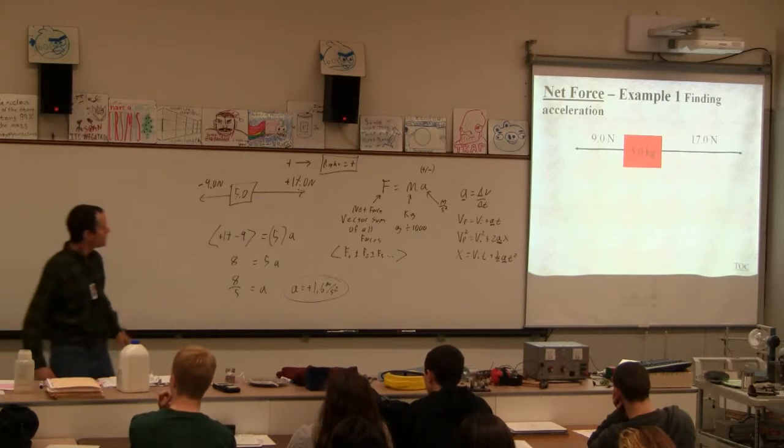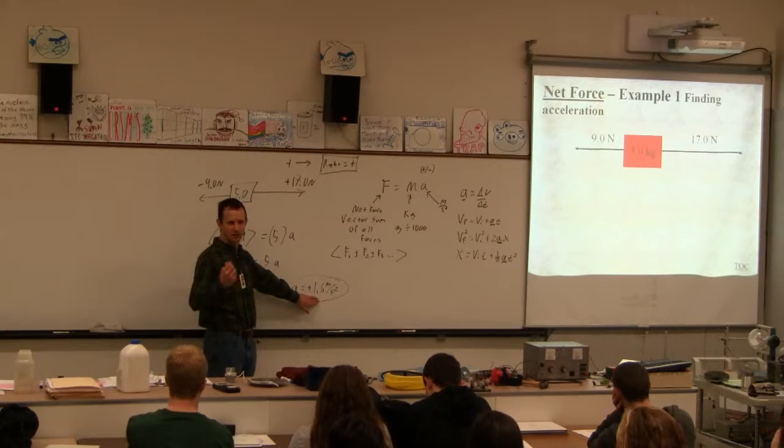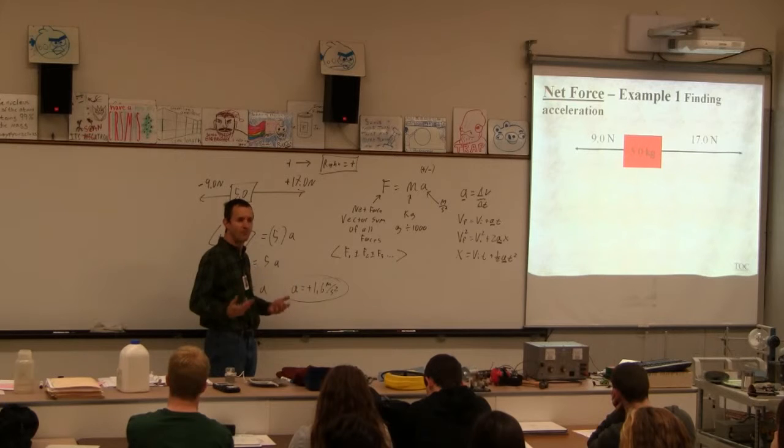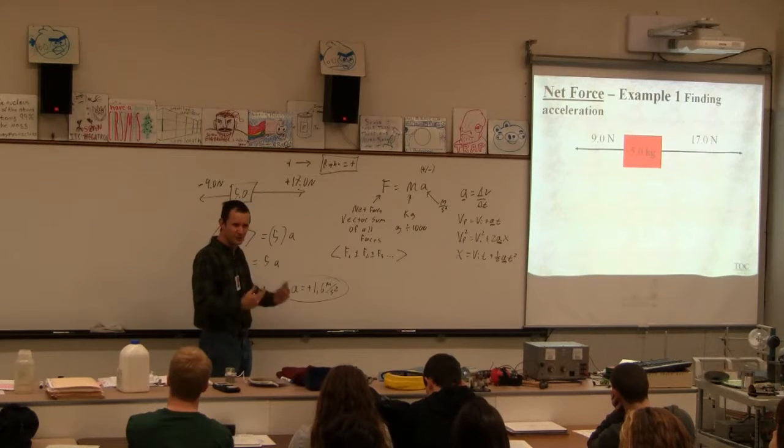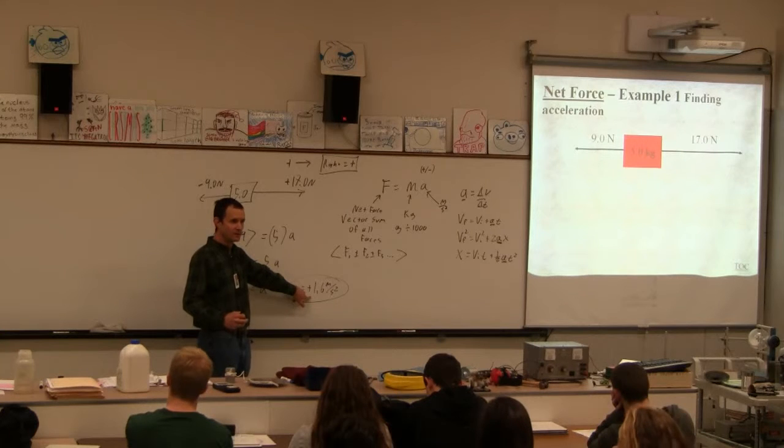So the crazy thing about these problems is that we can only discern the direction of the acceleration. We can't determine the direction it's moving. We've got to know a bit more about it, like its initial velocity or something like that. But we do know that this thing is accelerating to the right.